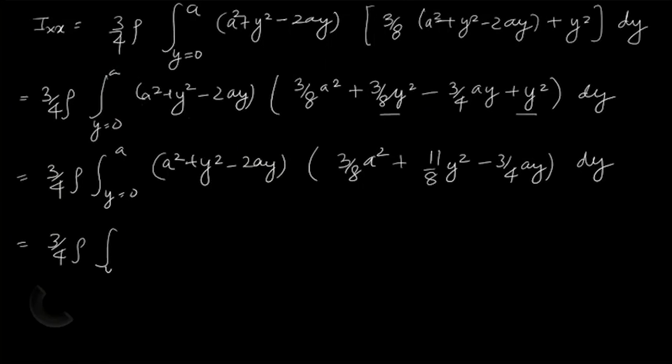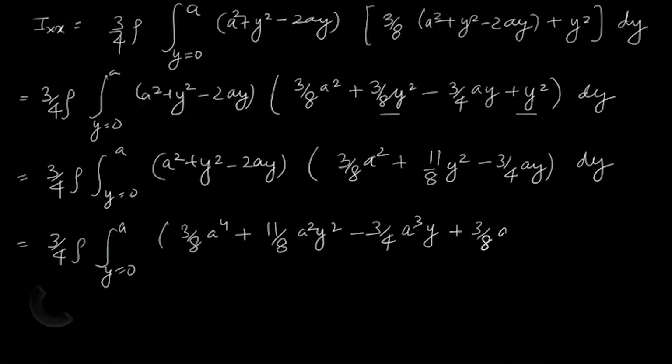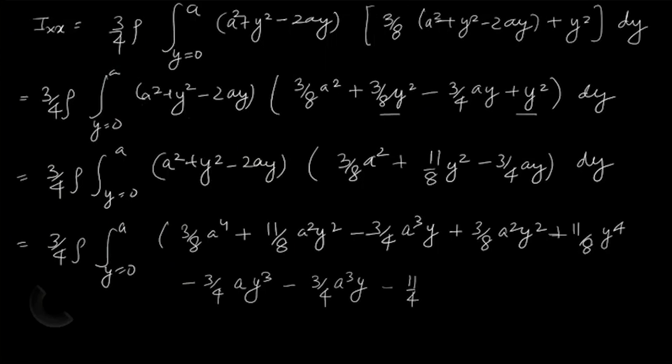So let's multiply these two brackets. So this will become 3 over 8 a4 plus 11 by 8 a square y square minus 3 over 4 a cube y plus 3 over 8 a square y square plus 11 over 8 y4, and then minus 3 over 4 a y cube minus 3 over 4 a cube y minus 11 by 4 a y cube plus 3 over 2 a square y square.